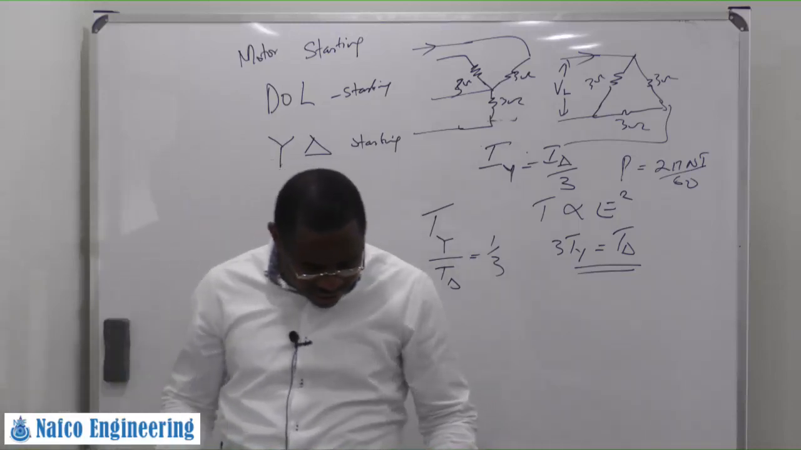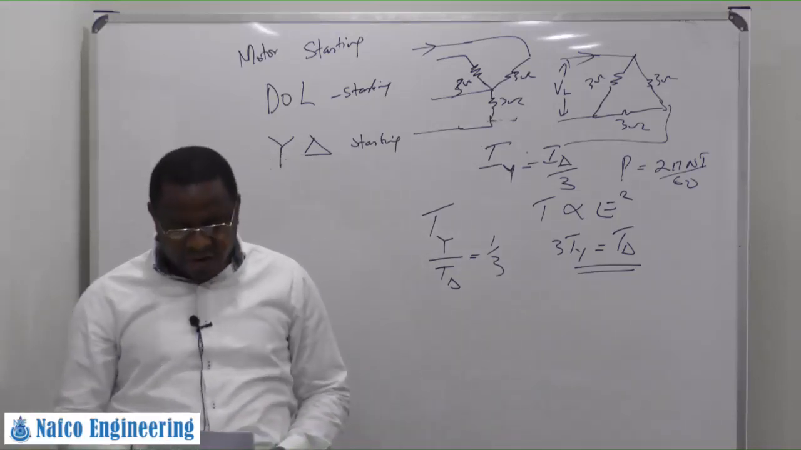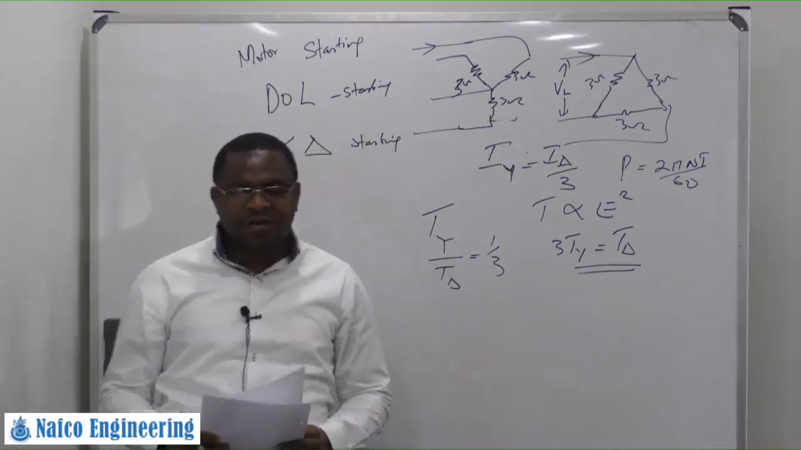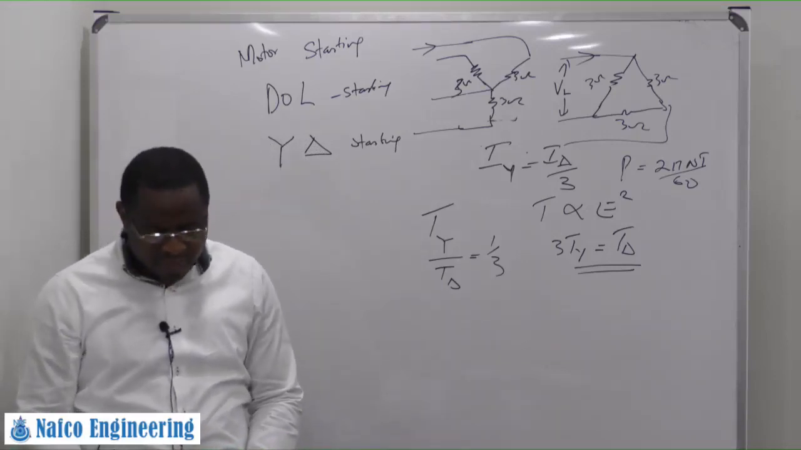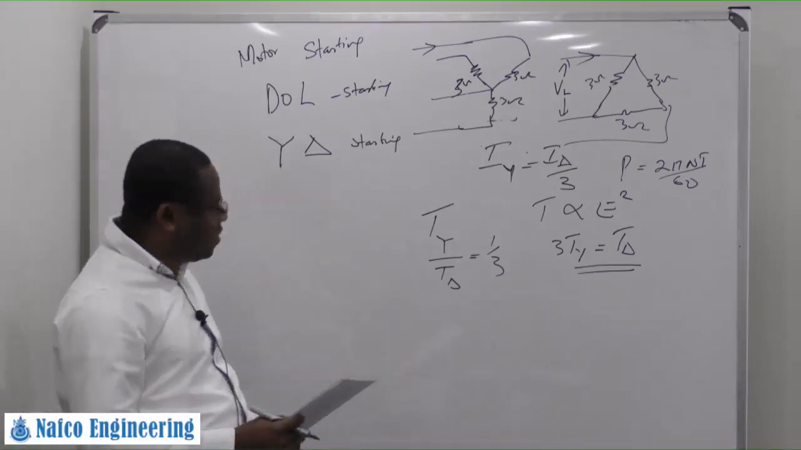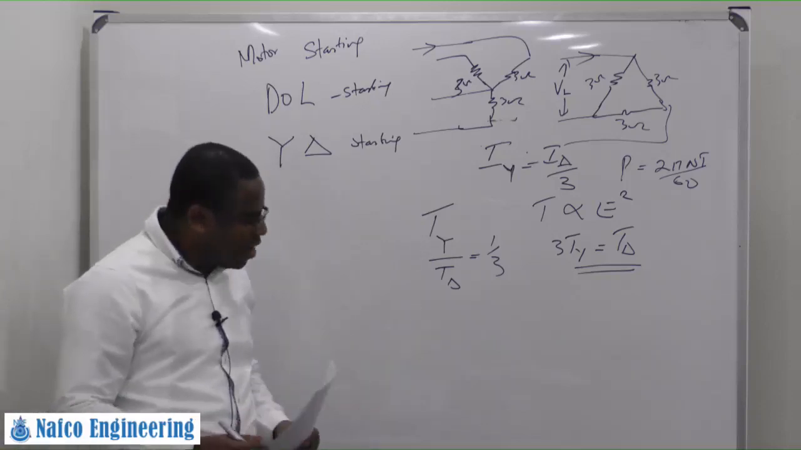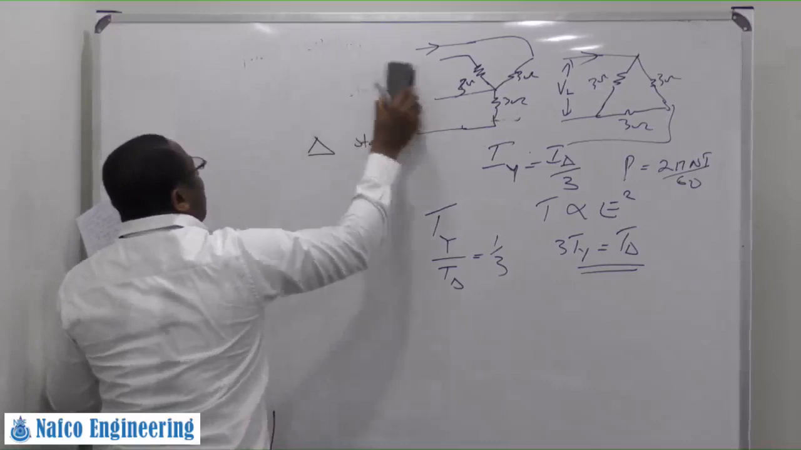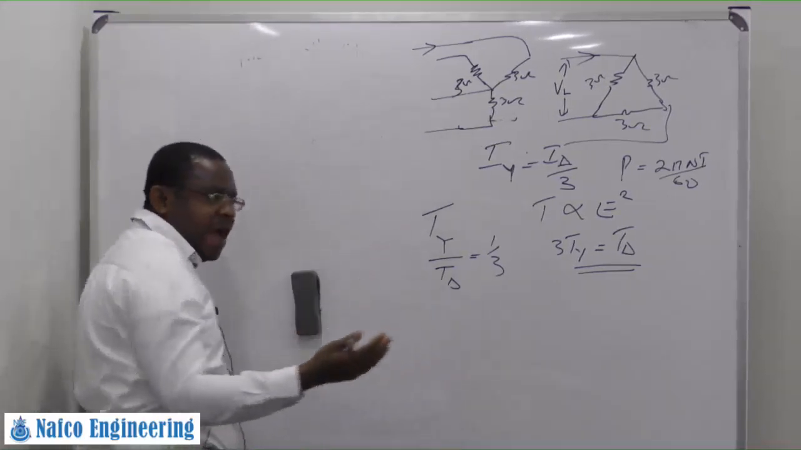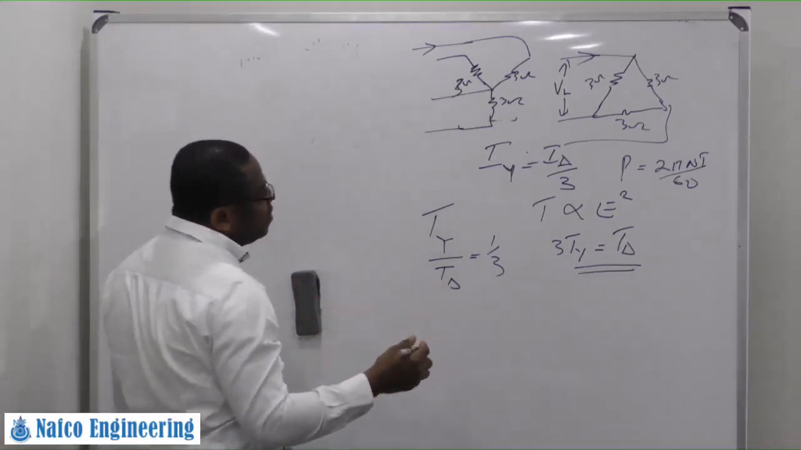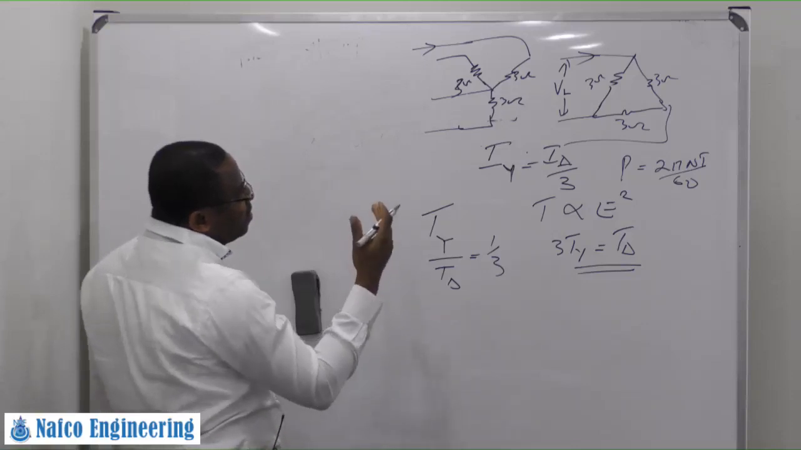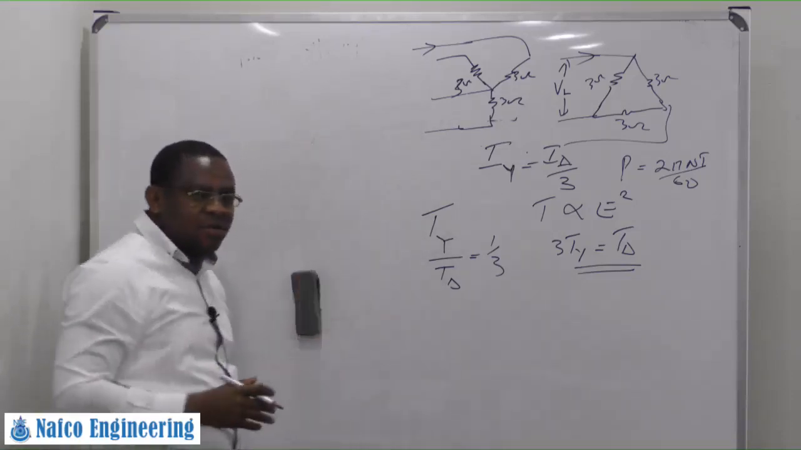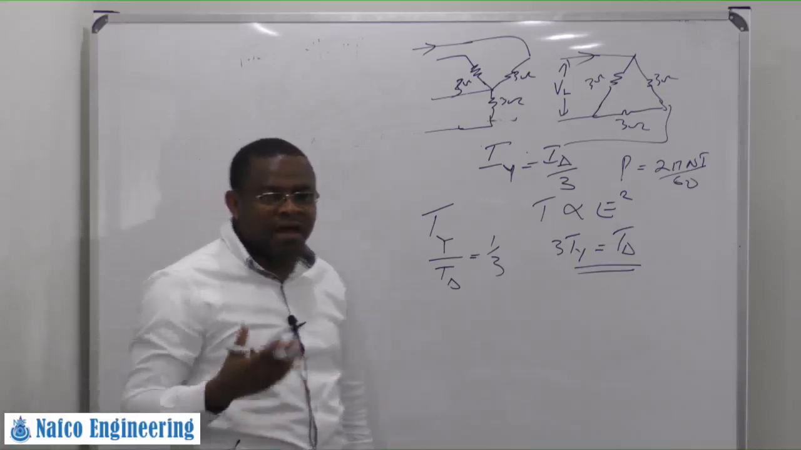Then we can now use that. Let's look at this question in June 2017. June 2017. Okay, the first thing, let me just put what we have here. Remember that I said direct online means you are just starting it the way it is. It draws a very high inrush current.